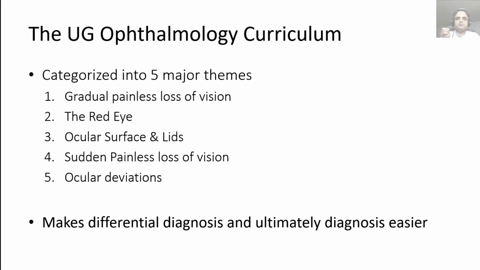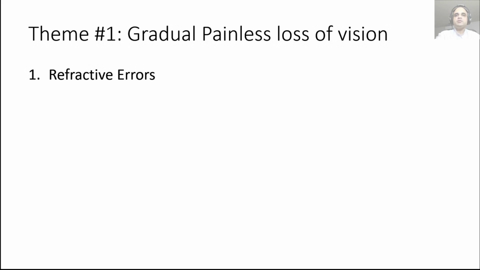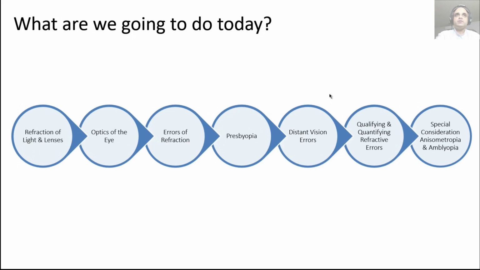So why we do this is because we have to see patients all day, and doing things this way makes differentiating between diseases simpler because it's based on what your patients present with. And if you can differentiate between diseases better, you can come up with a diagnosis in a much more rational and easier way. We're going to start off our discussion of ophthalmology with refractive errors, which is one of the most common presentations in an ophthalmology clinic and is also the first differential of our gradual painless loss of vision theme. And this is what we are going to be discussing today.